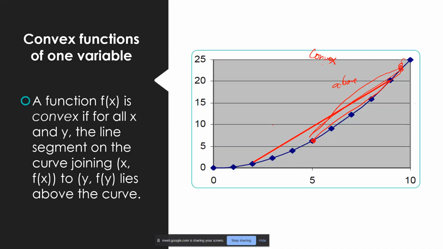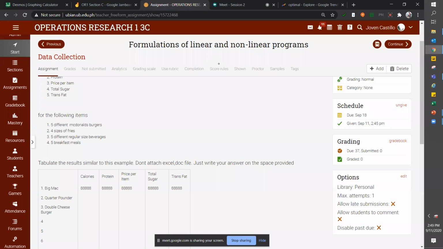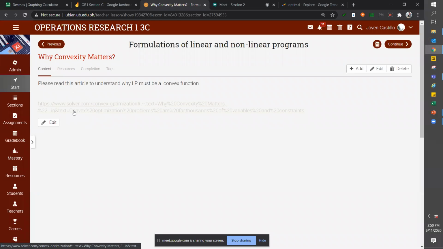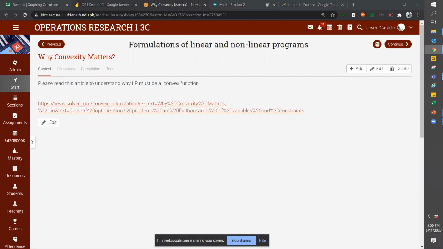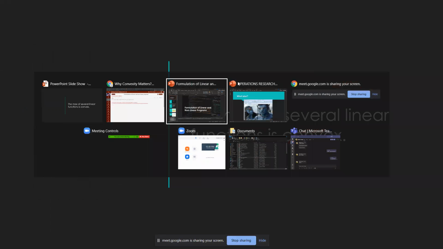Okay? Now, it is very important to know yung convexity ng ating curve or ng ating function. Bakit? That is a task also sa inyo to review this one, to review this link. Okay? Please check this one, yung link na yan. Okay, let's go sa Jamboard natin.